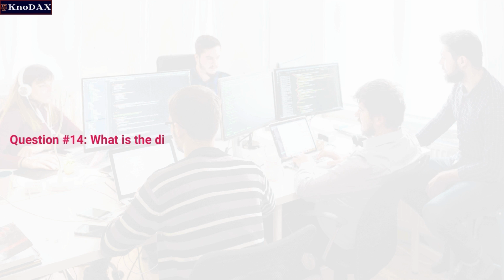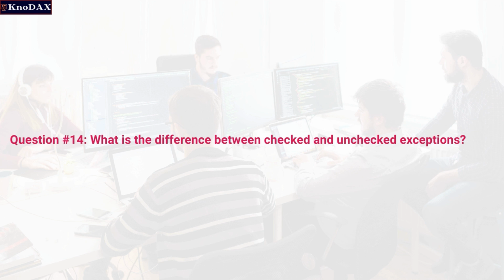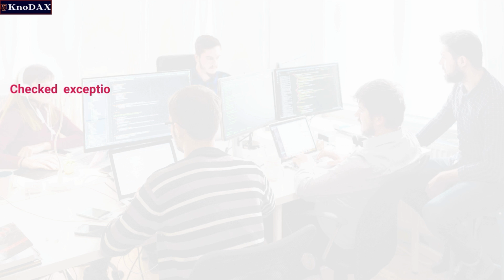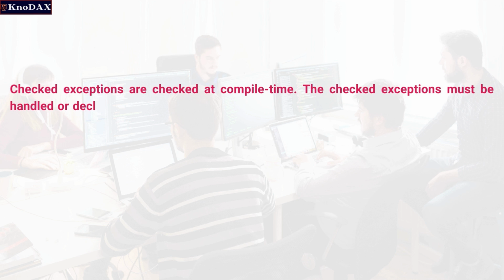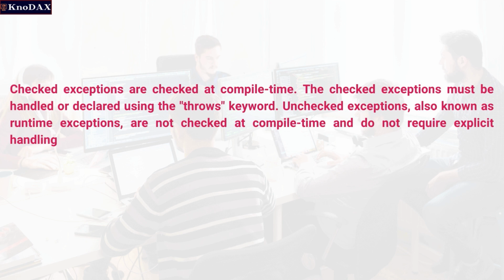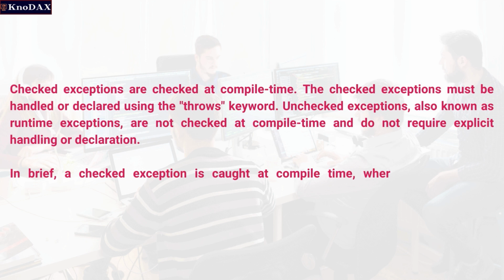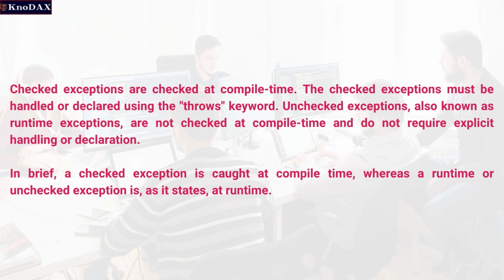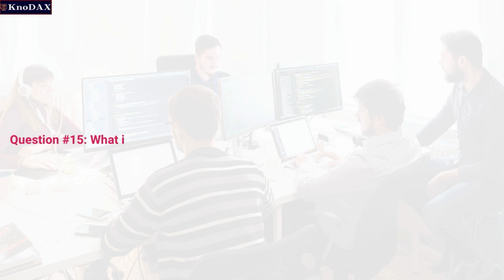What is the difference between checked and unchecked exceptions? Checked exceptions are checked at compile time. The checked exceptions must be handled or declared using the throws keyword. Unchecked exceptions, also known as runtime exceptions, are not checked at compile time and do not require explicit handling or declaration. In brief, a checked exception is caught at compile time, whereas a runtime or unchecked exception is, as it states, at runtime.